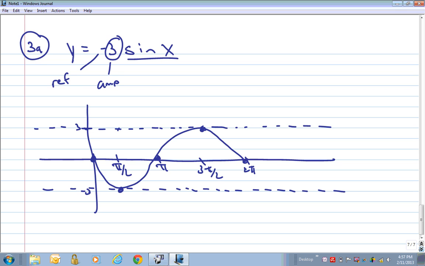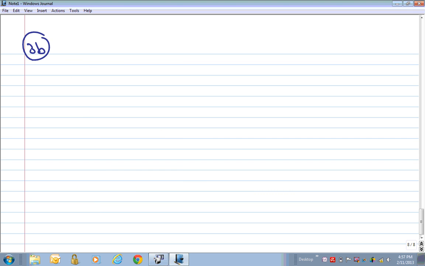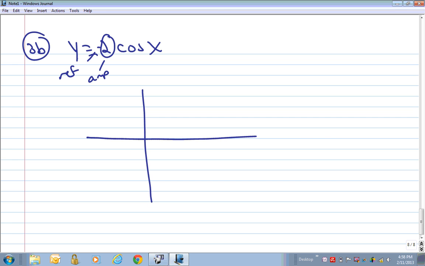All right, moving on. 3b. We've got y equals negative 2 cosine x. All right, again, our amplitude has changed to 2, and we have a reflection. So again, we're going to draw our graph. Pi over 2, pi, 3 pi over 2, 2 pi, negative pi over 2. All right, our amplitude is now 2, so count up 1, 2, and down 1, 2. And that's our little highway.